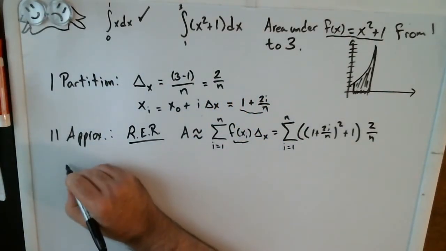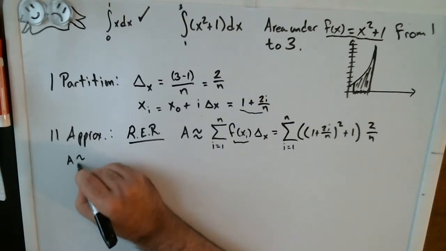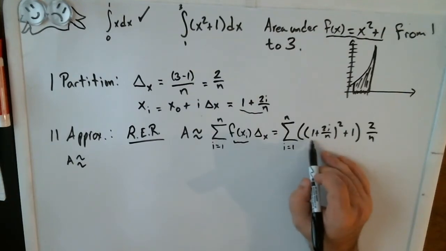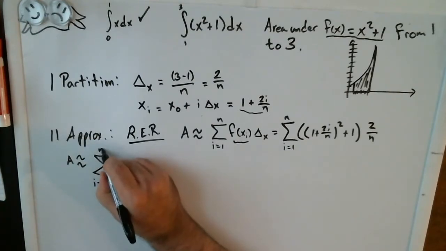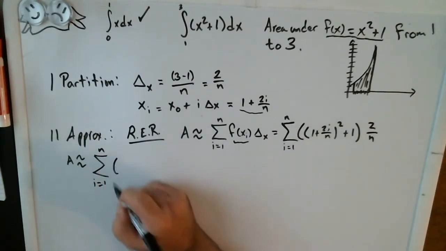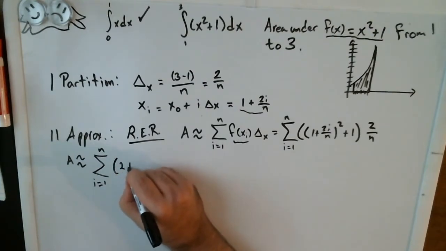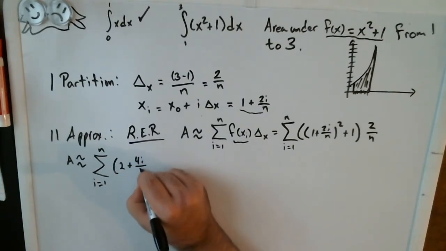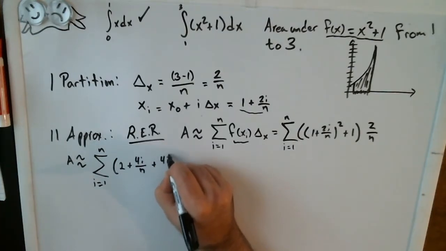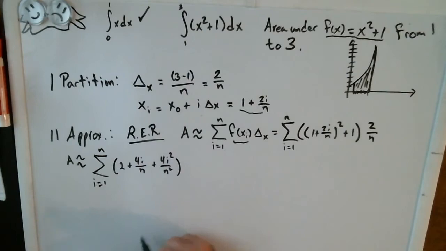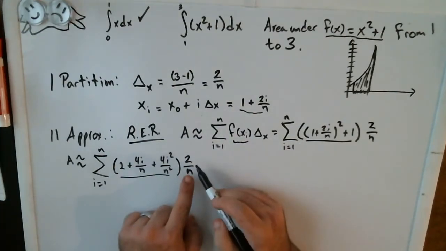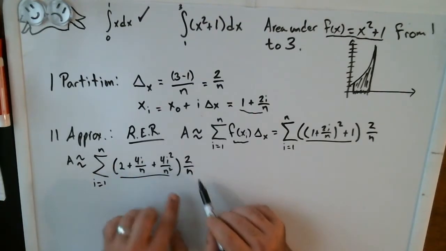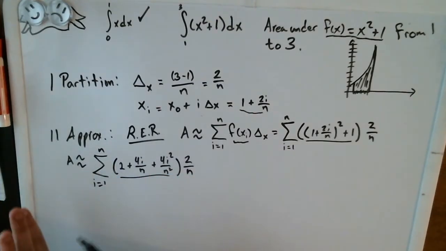So continuing to work with that, my area here is approximately equal to, now blowing this whole thing out, we'll do it in 2 steps, the sum i equals 1 to n. This whole thing in the parentheses ends up equaling 2 plus 4i over n plus 4i squared over n squared. Make sure that you can tell why this is the same as that. And then I still have my 2 over n. Now I can multiply the 2 over n out for each of these 3 terms and take everything that doesn't have to do with my index out.